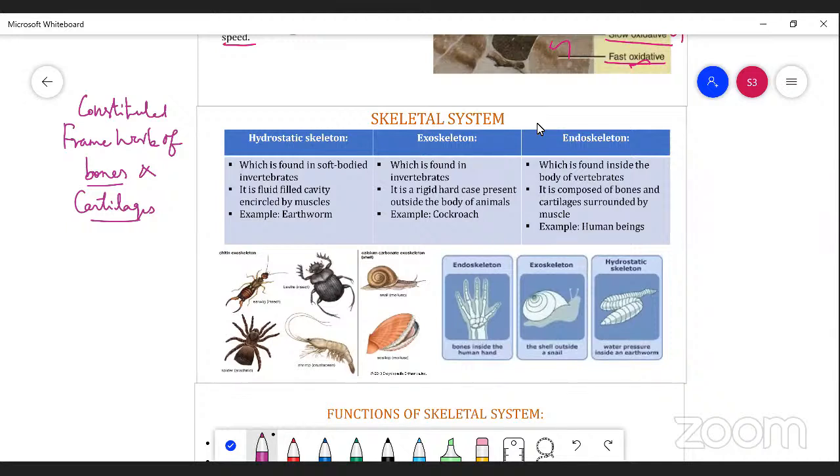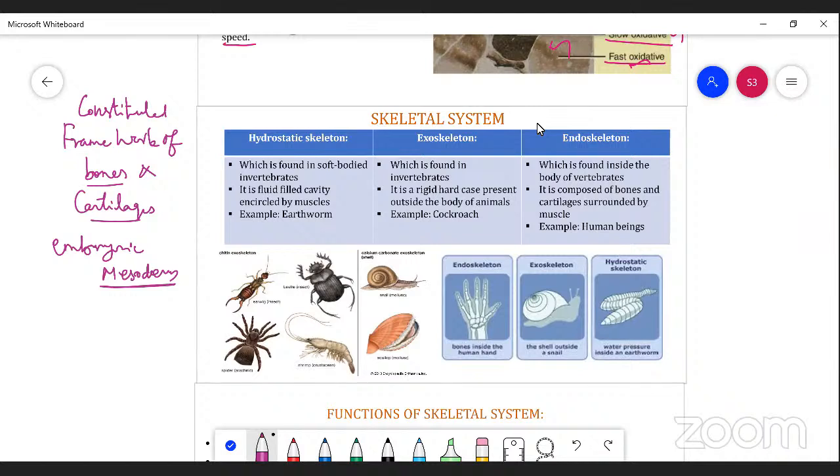So the skeletal system is constituted by a framework. It is a framework of our body. Bones and cartilages are making the framework of our body and giving it structure, which is called the skeletal system. Okay, this skeletal system is derived from the embryonic mesoderm. You know, ectoderm, endoderm, mesoderm. So from the mesoderm only, the skeletal system is formed.